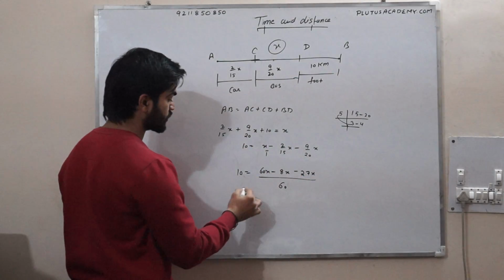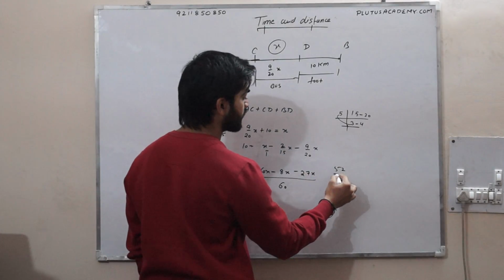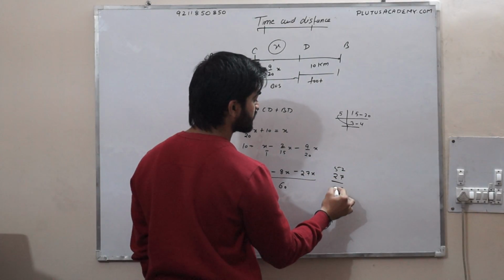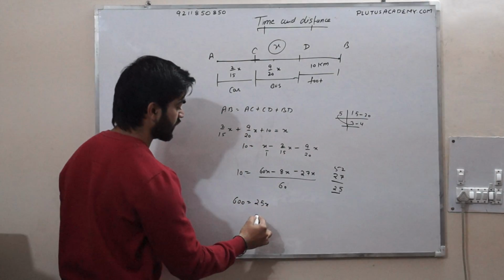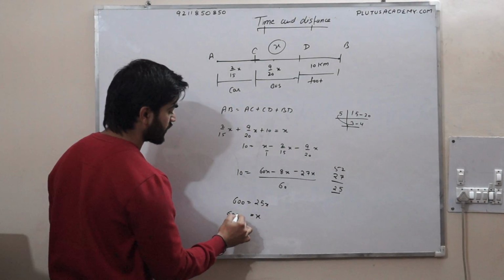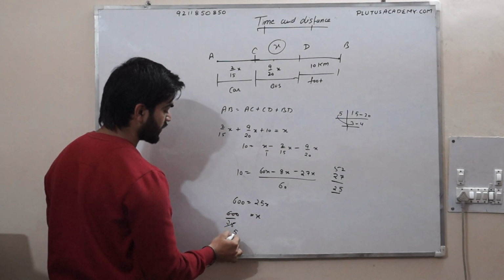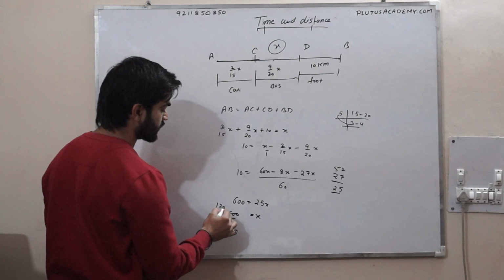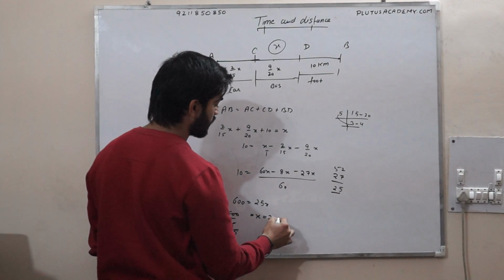If we solve this question, this is 600 is equal to 52 minus 27. 52 minus 27 is 25. So 25x is equal to 600. You can say x is equal to 600 by 25. If you cut it, 5 fives are 25, 5 ones are 5, 5 twos are 10, x is equal to 24 kilometer.